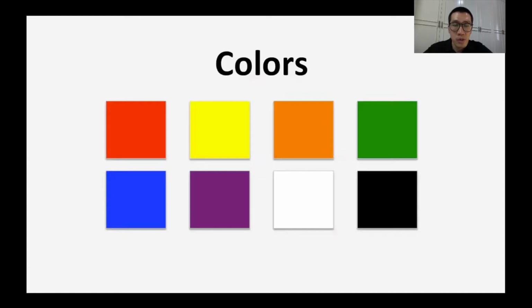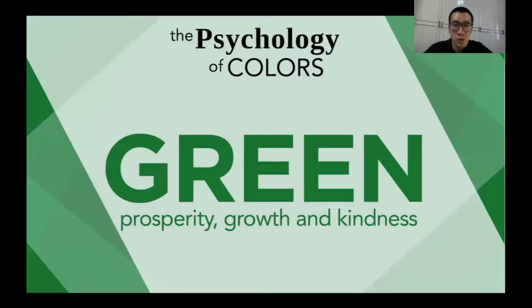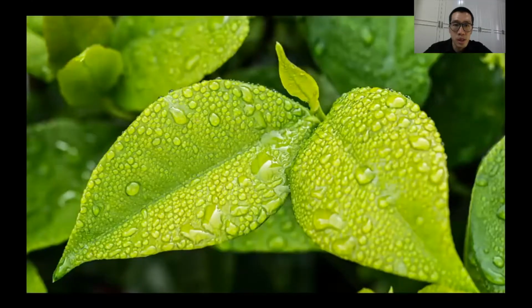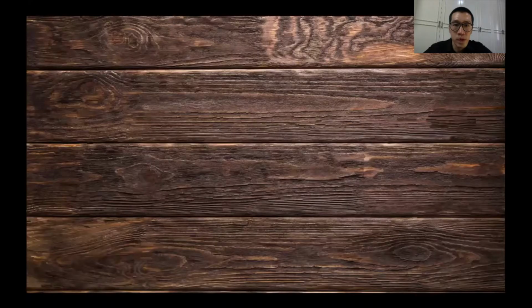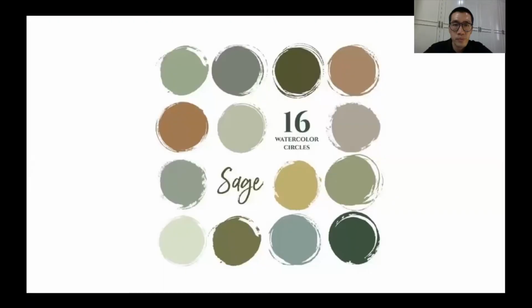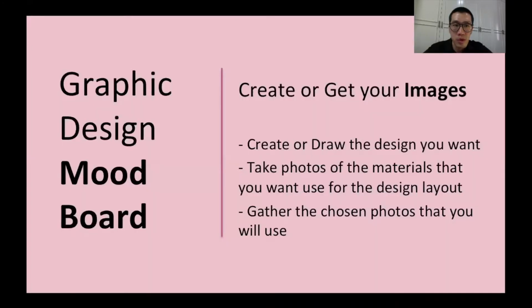And then we have here the color set, some colors I've just shown earlier. For example, if you want to use green in your mood board, it evokes the feeling of green, brown. And then some color swatches that you got from Pinterest. There you go. So in creating a mood board, of course, you want a very solid visual material.